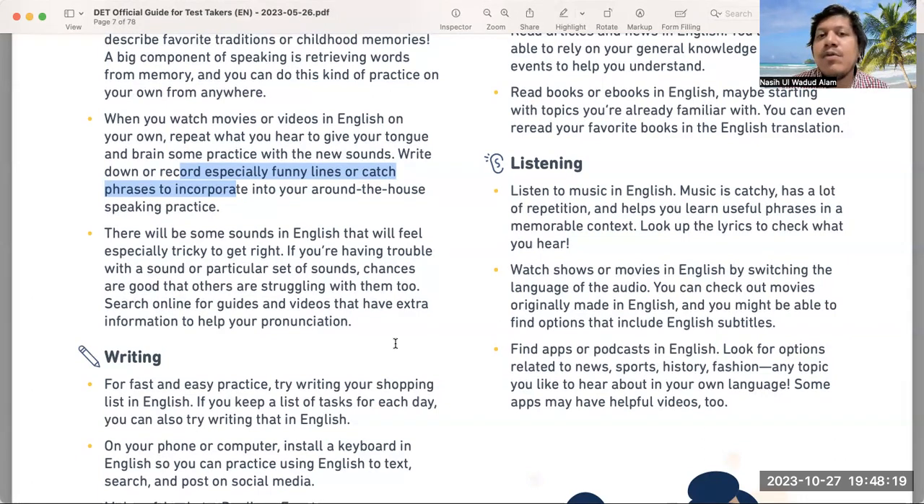But what I would say to you is, don't worry about having an American accent, don't worry about having a British accent. You just be yourself. If you have an Indian English, fine. If you have a Brazilian English, fine. If you have a Latin American English, that's okay.